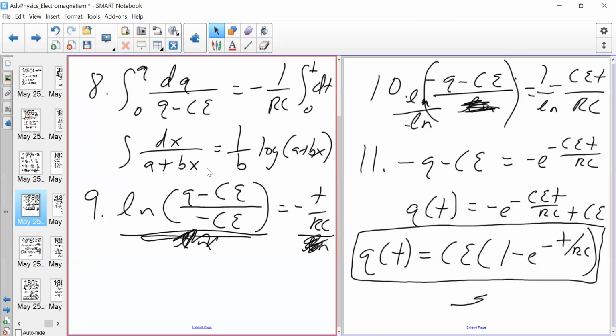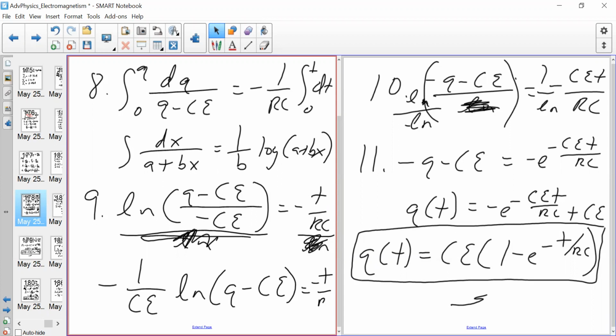I said in the previous video, we're going to integrate this function here using this integral from the integral table, 1 over b log a plus bx. Well, this is going to be a natural log of q minus ce. So instead of 1 over b, it's going to be 1 over negative ce. It's in the same form. So I'm going to take this guy out here. So 1 over c, not e, but c over epsilon, which is a voltage. And then this is going to become natural log of q minus c epsilon. And it's going to be equal to this stuff over here on the right hand side. After I take the integral there, it's going to be negative t over rc.